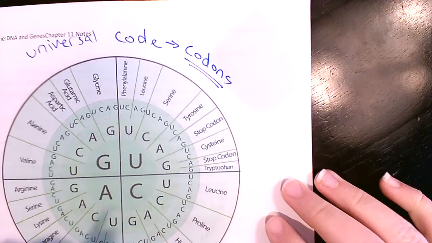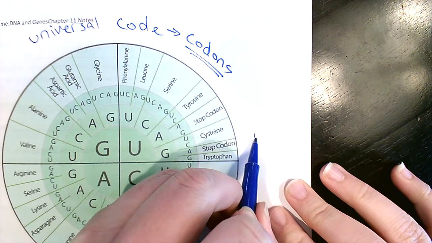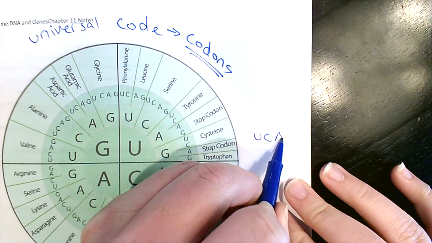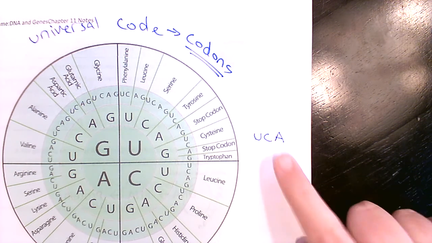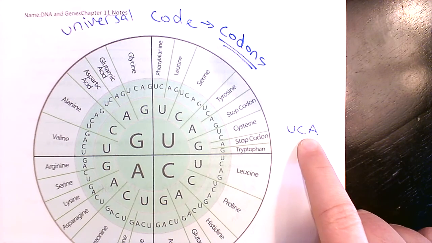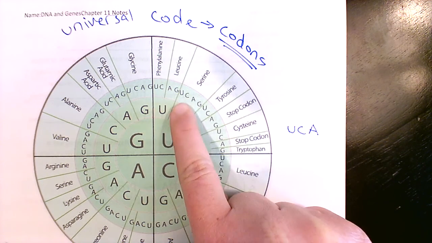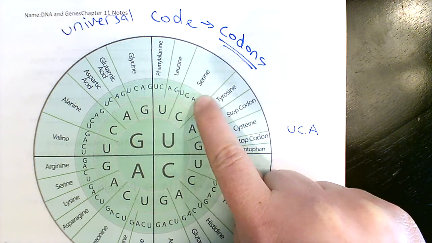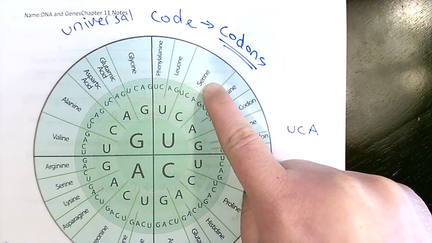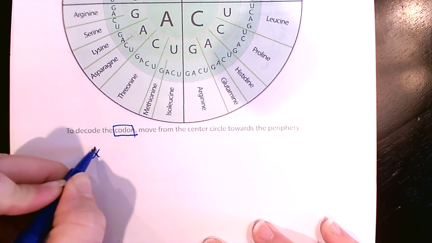Okay, so you don't have to write this down. We're going to have some practice with it a little bit. But let's say my codon said UCA, and I want to know what amino acid that codon calls for. Reading from the inside out, I find the U, and then the C, and then the A, and this is the amino acid. Okay, so we would maybe want to put a star here.